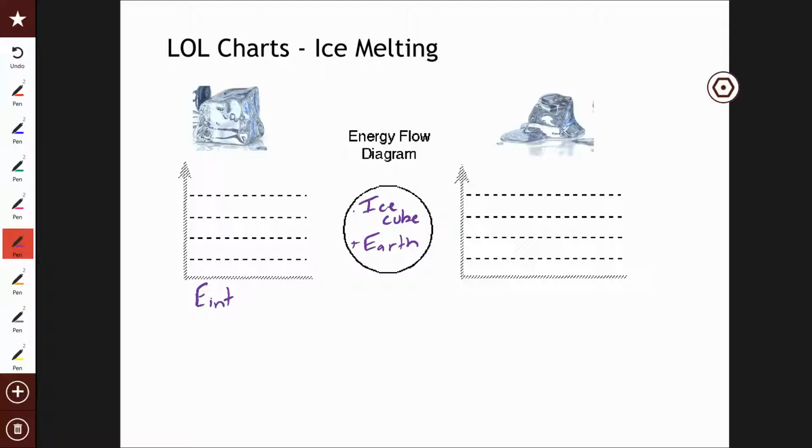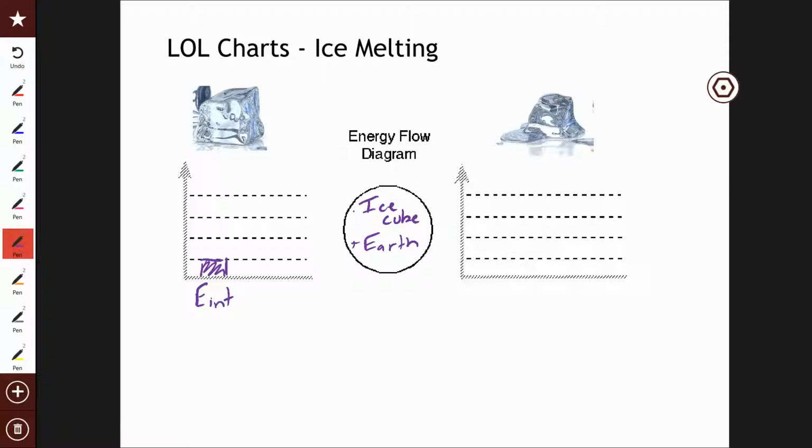So how many bars, or how many blocks of internal energy do we have? 2? Do we have to have 2? Do we have to have 3? We're going to say there's some, so I'll say 1 bar of internal energy. Internal energy is the vibrations inside of the particles. That's what makes up the temperature.